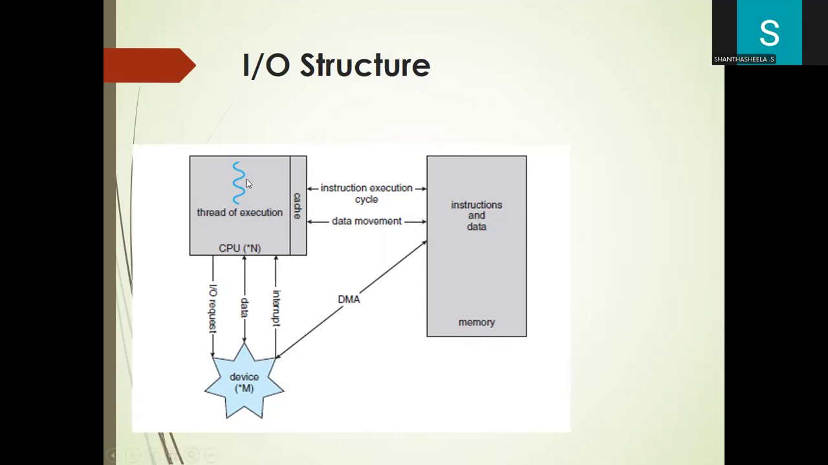Here the CPU will be executing its own instructions. Meanwhile, in parallel, the transfer of data takes place, which is direct memory access. Direct memory access means that without the intervention of the CPU, blocks of data will be transferred between the device and the memory. So once the DMA is going on, in parallel the CPU will be busy executing other instructions. So this is about your input-output structure.